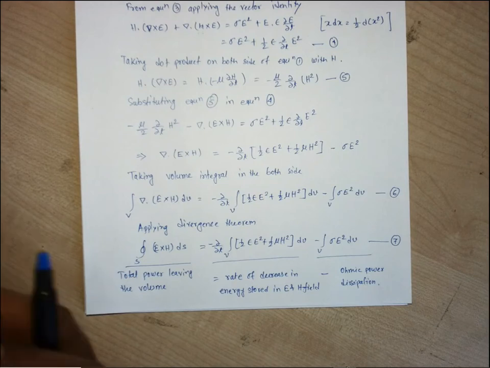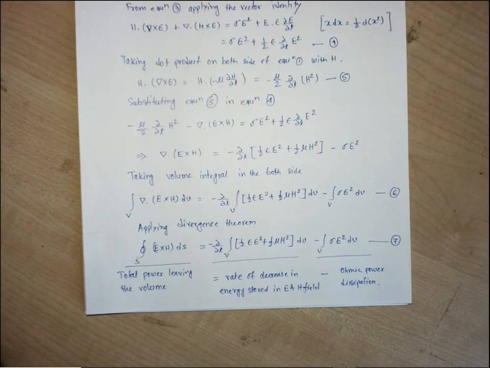The power which is observed outside that closed surface will be equal to the rate of decrease of energy stored in the electric and magnetic field on that source, minus the ohmic power, the power which is dissipated in the medium inside that closed surface. So if the medium has certain conducting property, some power is lost in that medium. So the total power which is supposed to be observed outside the closed surface will be the difference of these two. So this equation number 7 is known as Poynting theorem.